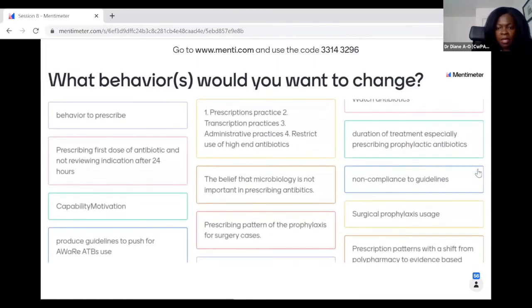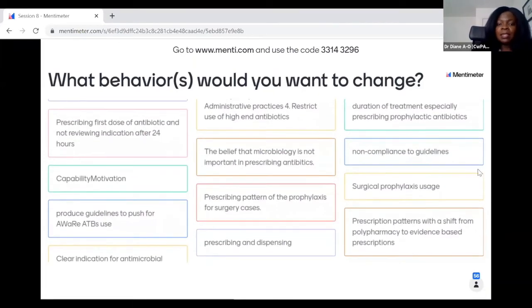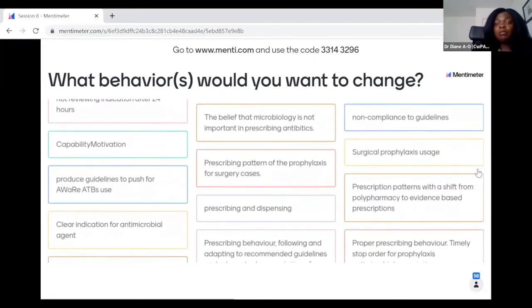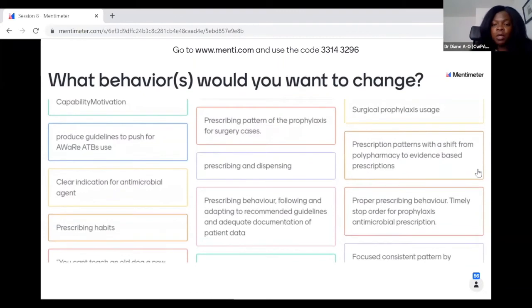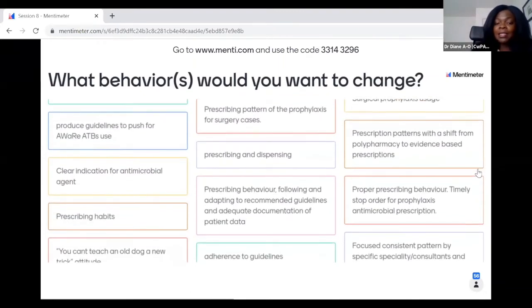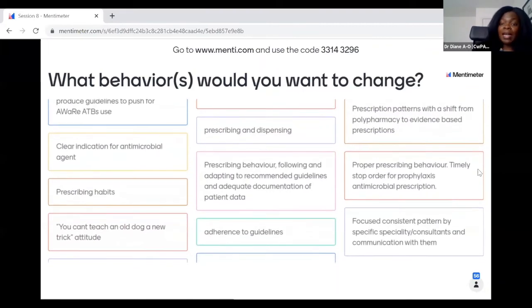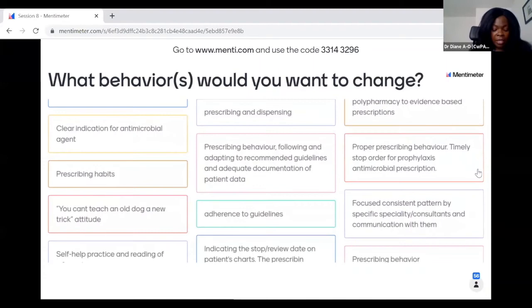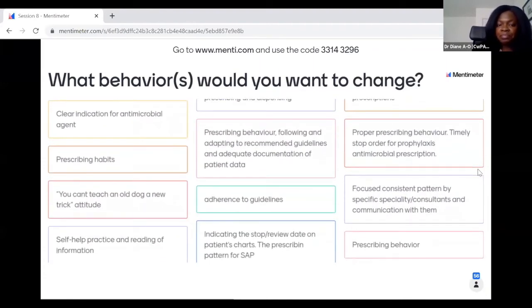These are all behaviors. So there's a key one there around prescribing patterns and the belief that microbiology is not important in prescribing antibiotics. That's a really good one. And so how do we start to encourage people to make sure that they send blood cultures or send cultures for analysis so that you can then have targeted prescribing? Adherence to guidelines as well is important. Next one, please, Kieran.